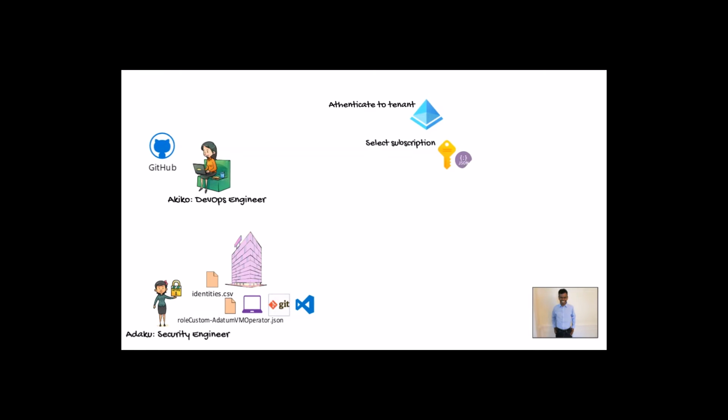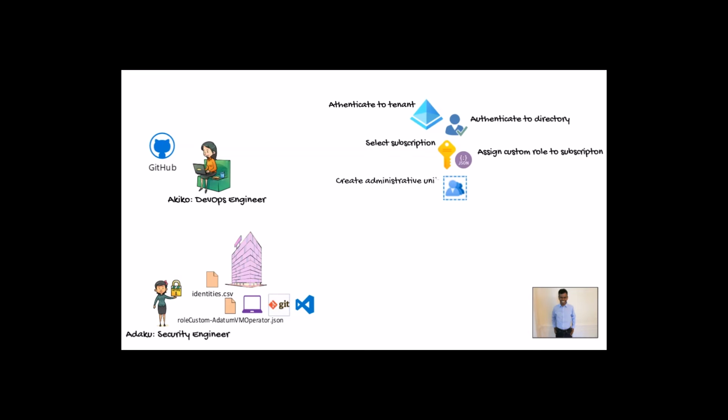VM operator role. Based on the subscription she selected in the previous step, the script will automatically perform the custom role creation and scope it to that subscription. She must also authenticate again to Azure AD to provision the accounts and groups with the same credentials she used previously. The script then creates an administrative unit, which is a logical container for user accounts and groups.